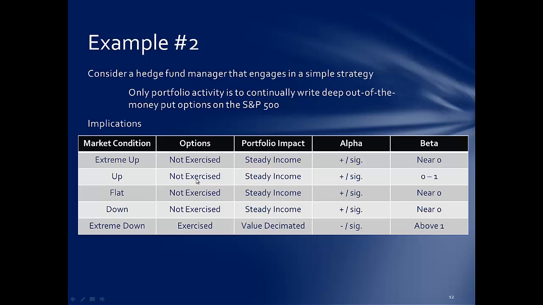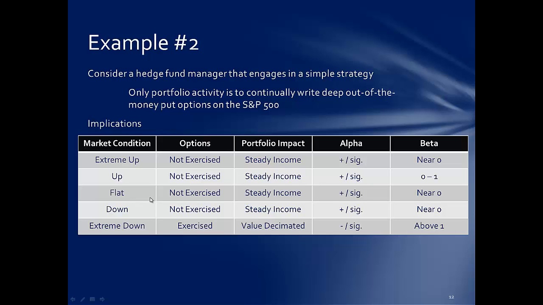If the market's not extremely up, but just up, again, the option's not exercised, you'd have steady income. You'd probably show a positive and significant alpha. Now you'd probably be getting a beta, it would be registering as significant, but it certainly wouldn't be one. So you would have a positive and significant beta, but you would also have positive and significant alpha because, again, you're generating these returns that are highly uncorrelated with the market.